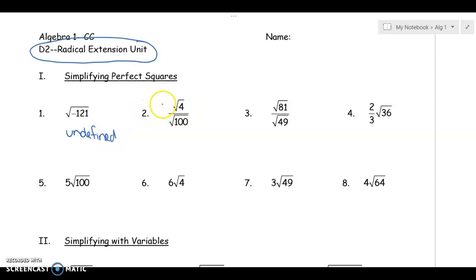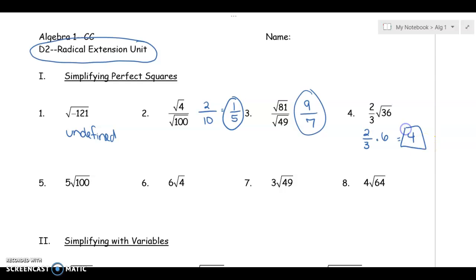For something like this, number 2, square root of 4 is going to be 2, square root of 100 is 10, and then you can reduce that. 2 over 10 reduces to 1/5. You can always do math frac on your calculator. For number 3, you're going to end up with square root of 81 is 9, square root of 49 is 7. That cannot reduce, so it's just 9 over 7. Something like this, you've got 2/3 times the square root of 36. Square root of 36 is 6. And then you can multiply that together. You get 12 over 3, which is 4.